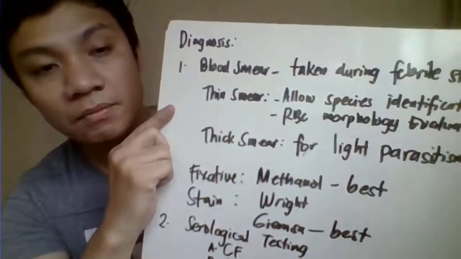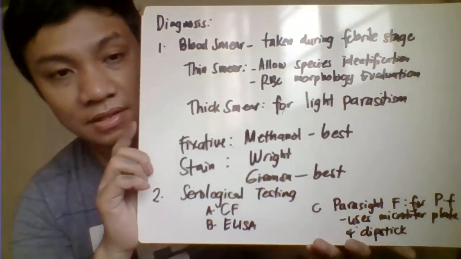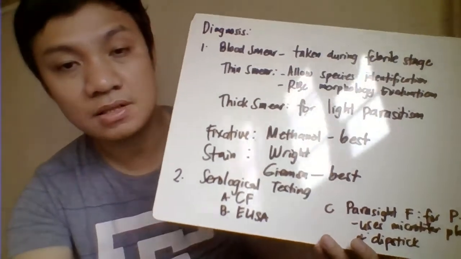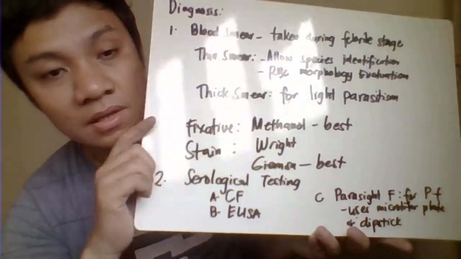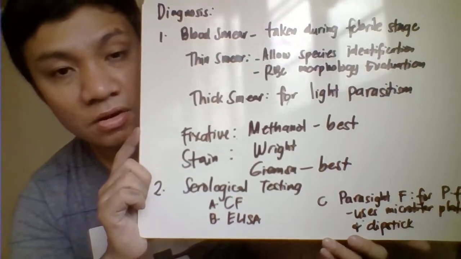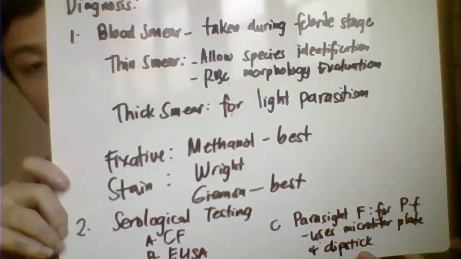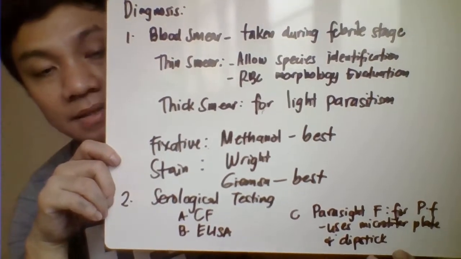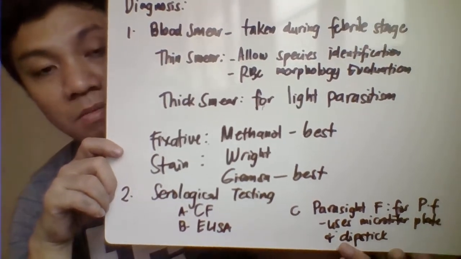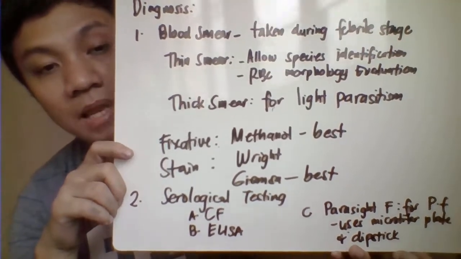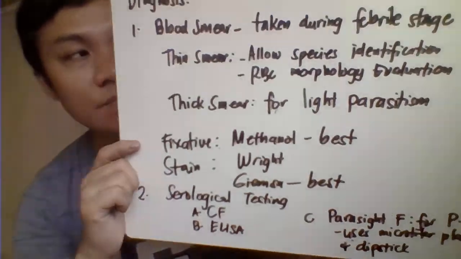Okay, another one, we have here the serological tests for detection of your antigen-antibody reactions related to your malarial infections. You could have here the complement fixation, you could also have the ELISA. Another one, we have the ParaSight F for your Plasmodium falciparum, which makes use of a microtiter plate and also the use of a dipstick reaction.